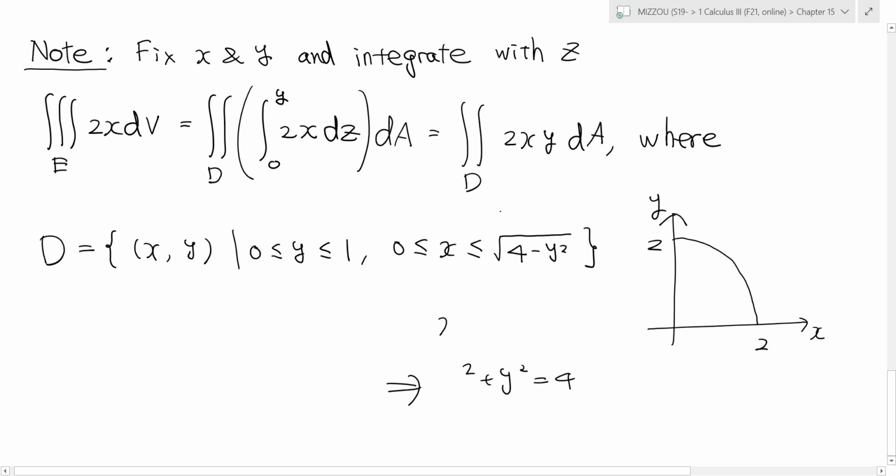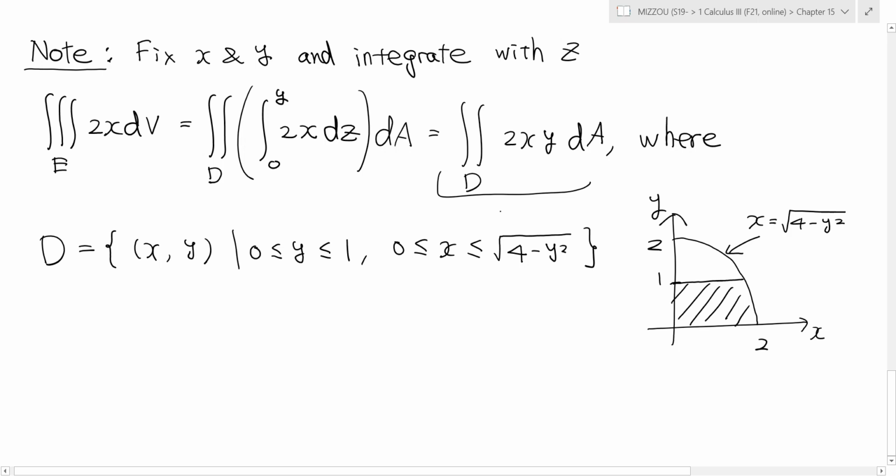And then y is between 0 and 1, so it's 1 here. And it turns out that this region D is this here. And this outer curve, the circle, is x equal to root 4 minus y squared. And then you can integrate it now. To compute this double integral, you fix y and integrate with x, where x is from 0 to this, and then y is from 0 to 1.